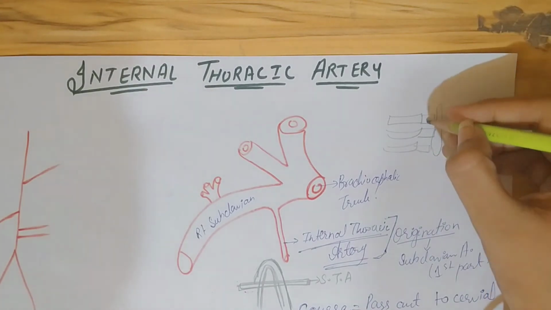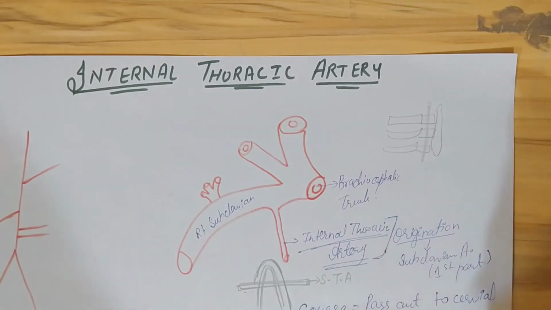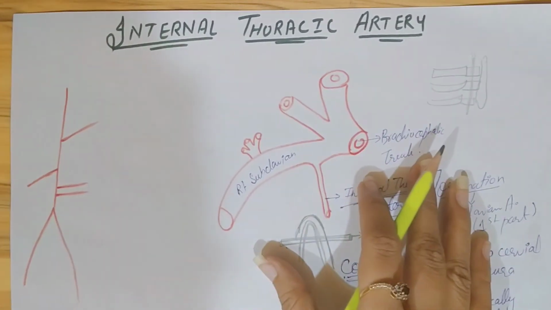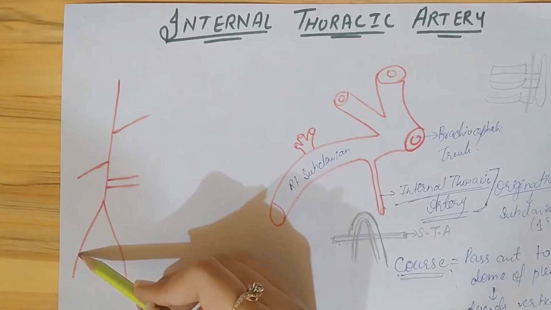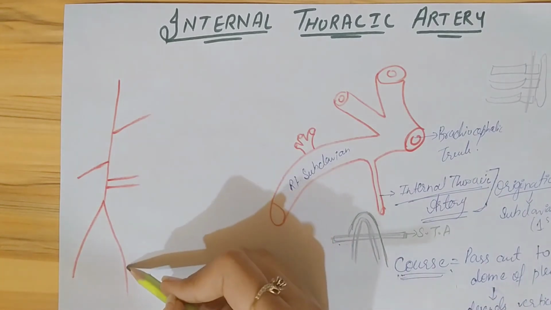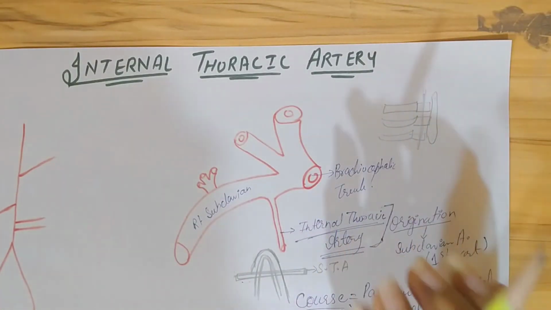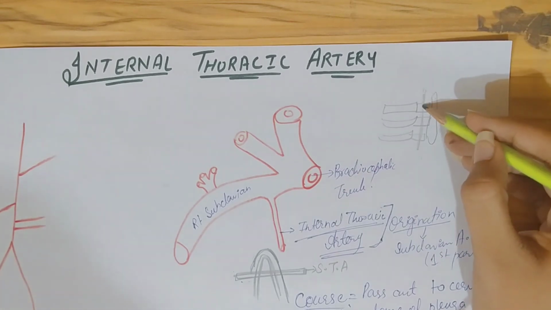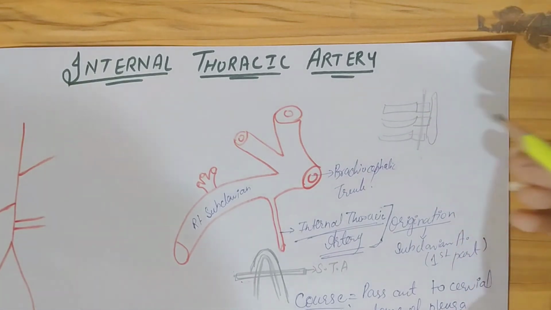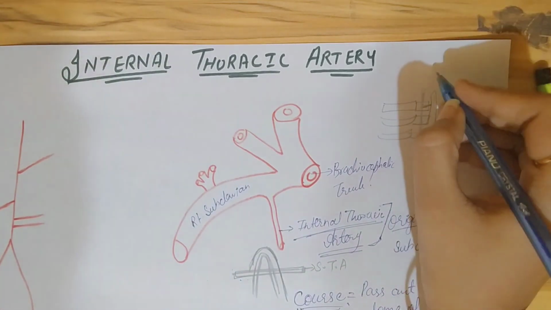It lies here, posterior to the costal cartilages, for the upper 6 ribs, because after the 6th intercostal space, it divides into 2 branches. The first one is musculophrenic and the second one is the superior epigastric artery. So for about the upper 6 spaces, it lies posteriorly to the costal cartilages and then 2 centimeter lateral to the sternum. So let me write just here its relations.